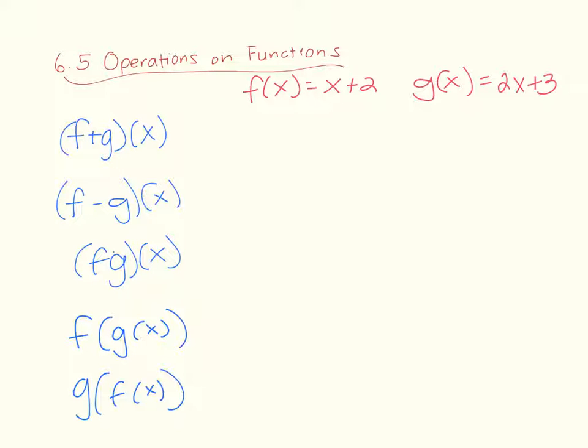All right, so let's say that this is f and g. f of x is x plus 2, and g of x is 2x plus 3. So if you're adding them, you simply want to combine like terms. This would be x plus 2 plus 2x plus 3, which is 3x plus 5. So you might see a squared in there. Okay, just combine your like terms.